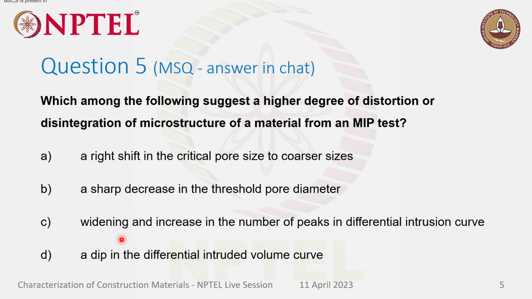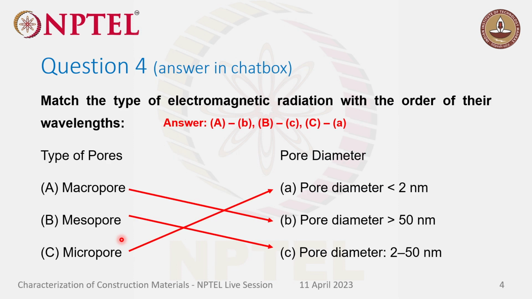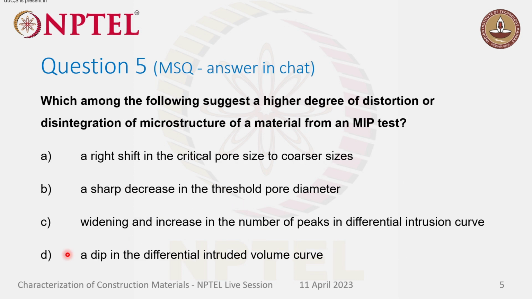Okay, so now let's move to question number 5. This one is also available in the lecture PPT. Within the first few slides of the PPT, we can see this. So moving to question number 5: which among the following suggests a higher degree of distortion or disintegration of the microstructure of a material from an MIP test? Okay, so you're doing an MIP test, and from that you get a pore size range.